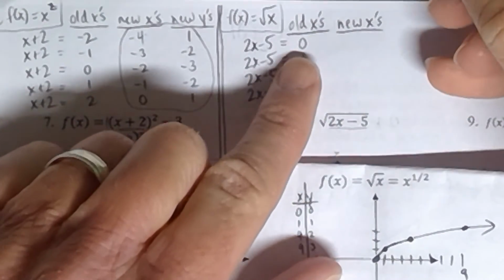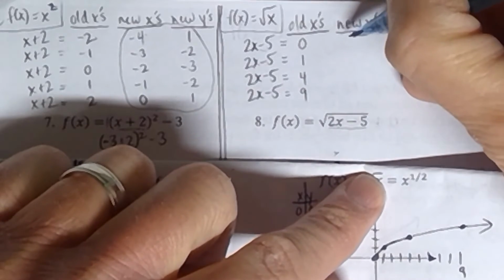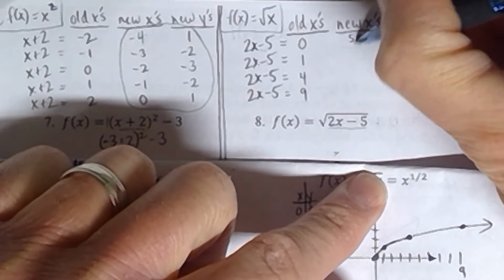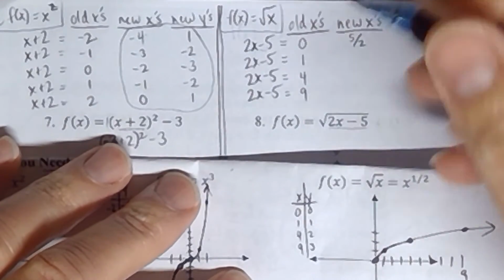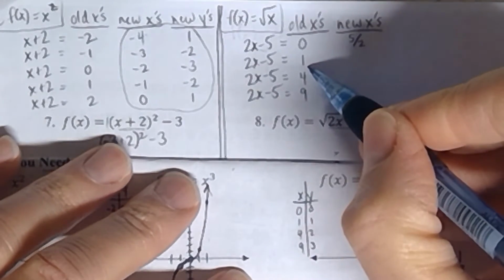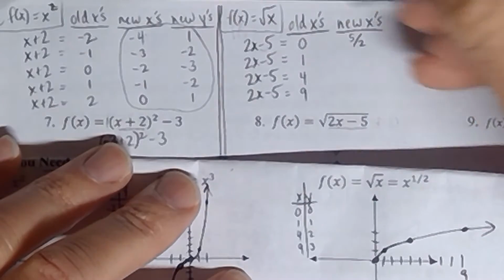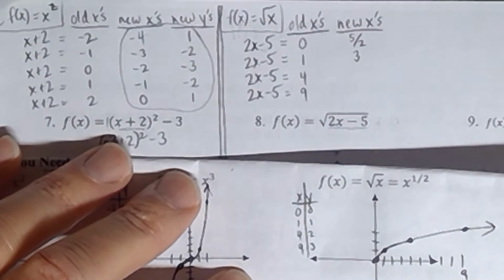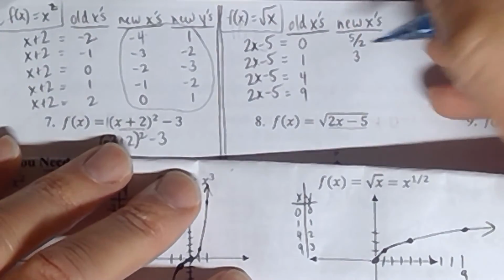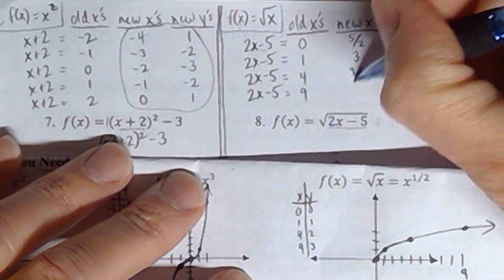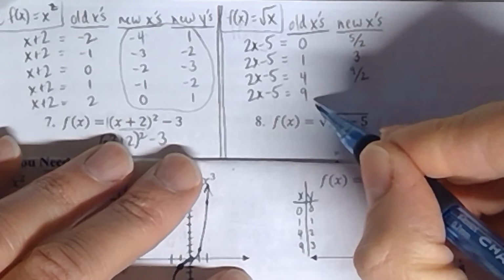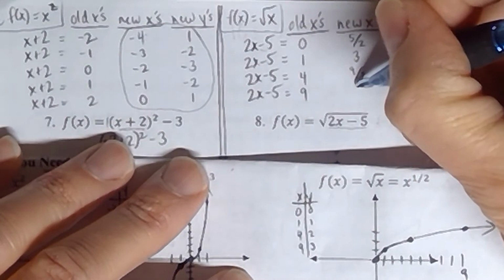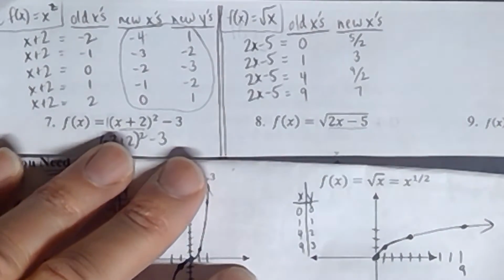If I do that here, 0 plus 5 is 5. 5 divided by 2 is 5 halves. We'll talk about how to graph that here in just a moment. 1 plus 5 is 6. 6 divided by 2 is 3. 4 plus 5 is 9. 9 divided by 2 is 9 halves. And finally, 9 plus 5 is 14. 14 divided by 2 is 7. Okay?